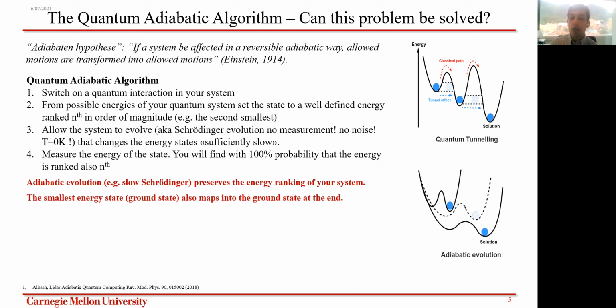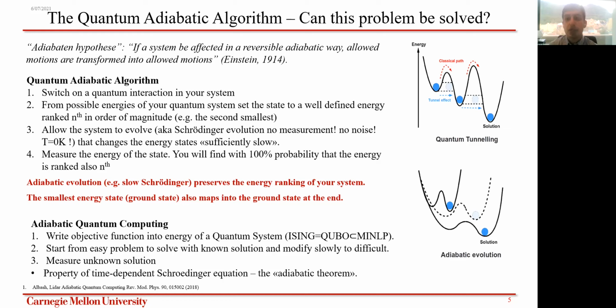and you allow an adiabatic evolution, or Schrodinger evolution, without measuring it, without noise, at 0 Kelvin, such that that system changes sufficiently slowly. Once it reaches a new final state, you open the box, measure it, and this new system is going to be sitting at an energy state which has exactly the same ranking as the one that it started. Well, this can be used in order to devise an algorithm to try to solve interesting problems.